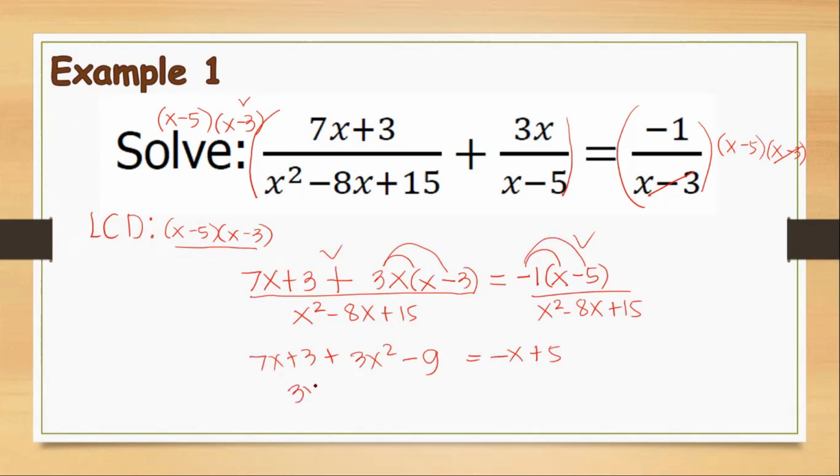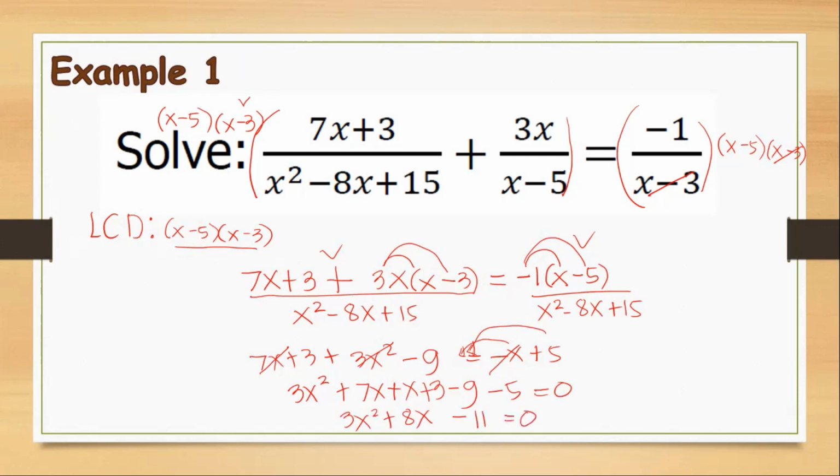We have 3x squared plus 7x. We'll have it here plus x. After this one, we have 3 plus 3 minus 9 minus 5 equals 0. Then let's combine all the terms. We'll have 3x squared plus 8x. 3 minus 9 is negative 6 minus 5 is negative 11 equals 0.